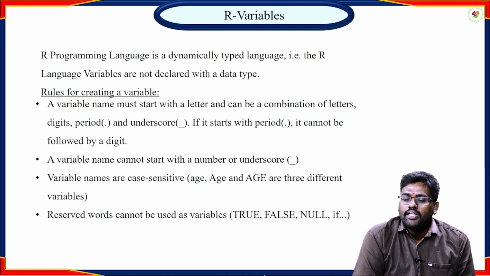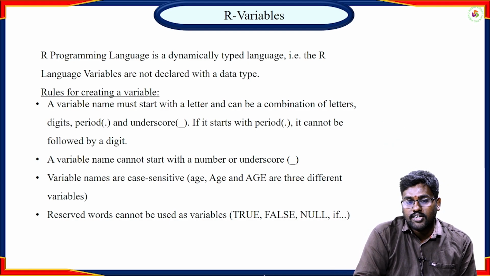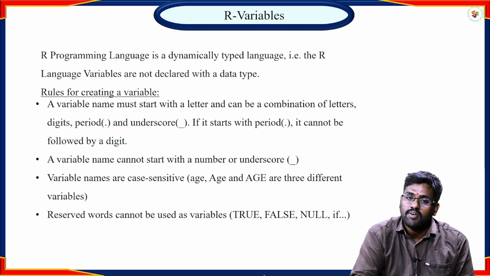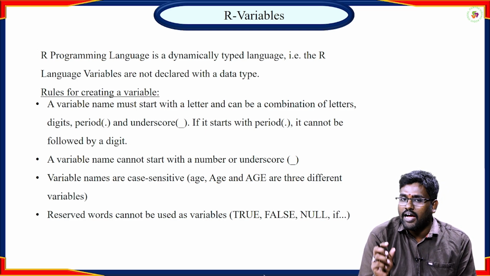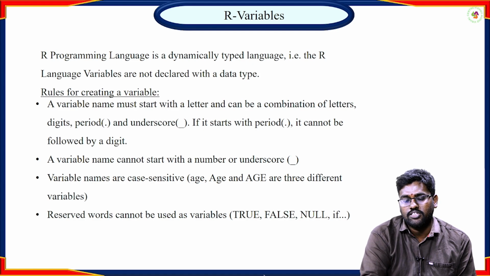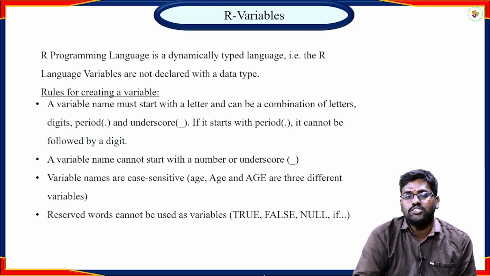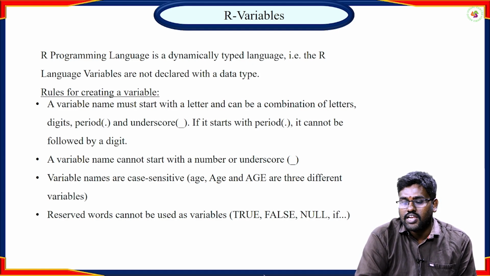The variable name cannot start with an underscore, and the variable name is case sensitive. That means it identifies capital letters and small letters. Let us assume small h, capital AGE and capital S: these are three different variables. And another rule: reserved keywords like TRUE, FALSE, NULL cannot be declared as variables in our programming.